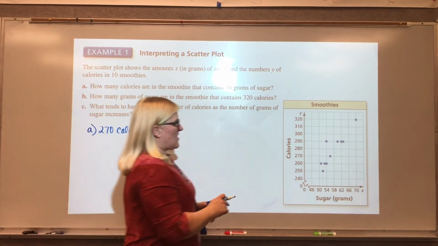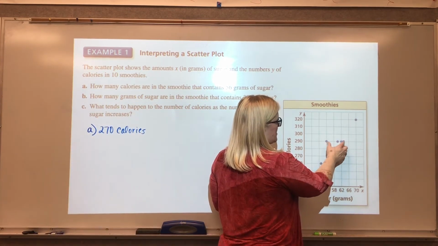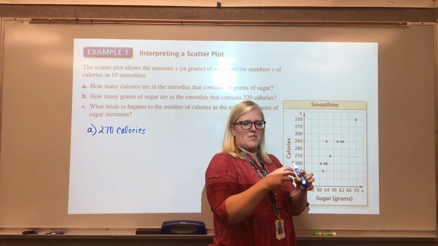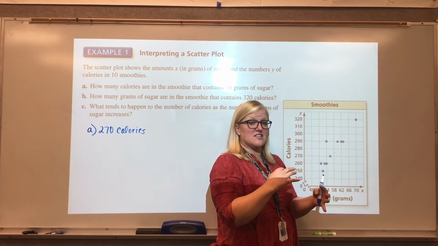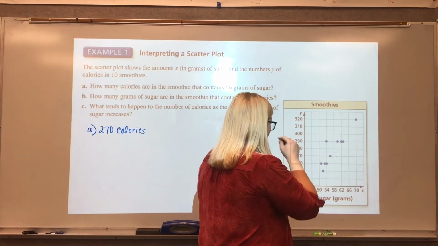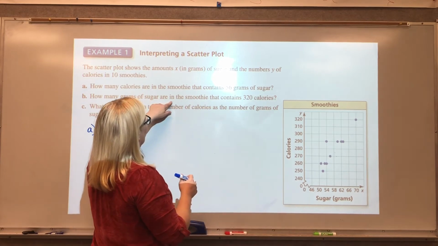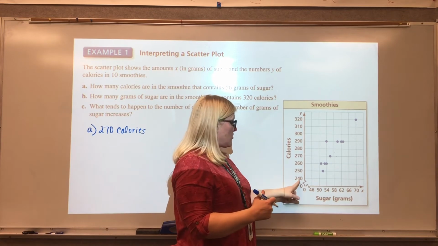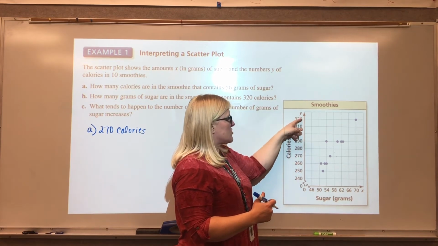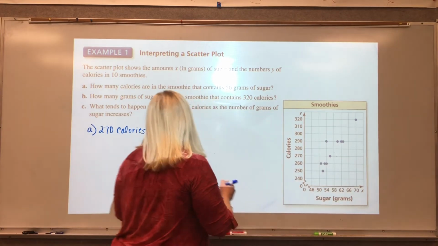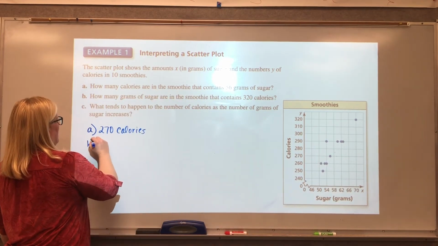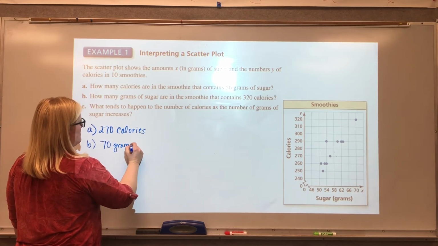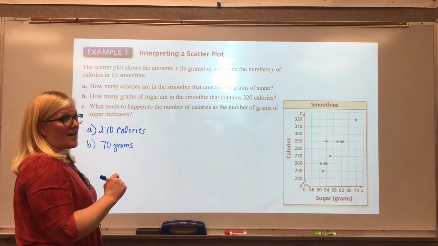I think it's interesting that there are smoothies that have different amounts of sugar but the same amount of calories, which just goes to show you that maybe different fruits have different calorie contents or different juices. Okay, next question. How many grams of sugar are in the smoothie that contains 320 calories? So this time we go to the calories, we go up to 320 and we go over, and in this case, part B, there are 70 grams of sugar. That's a lot.